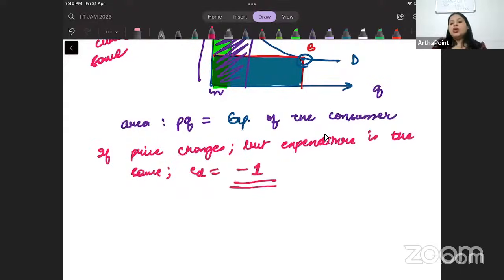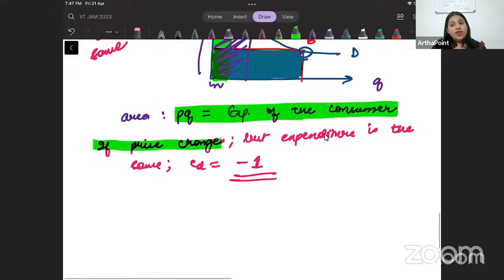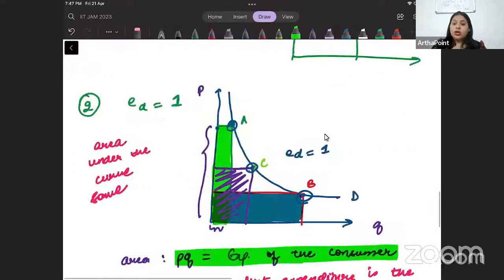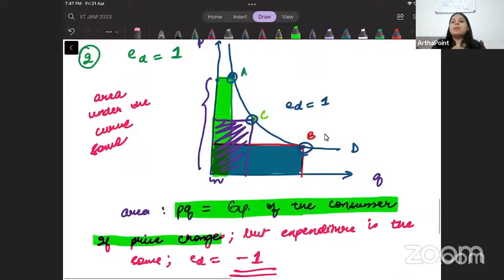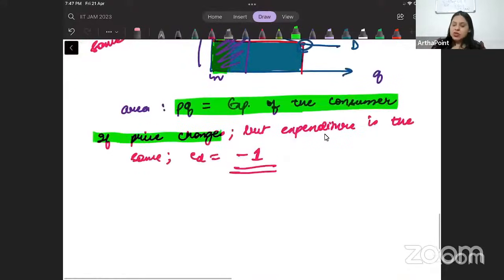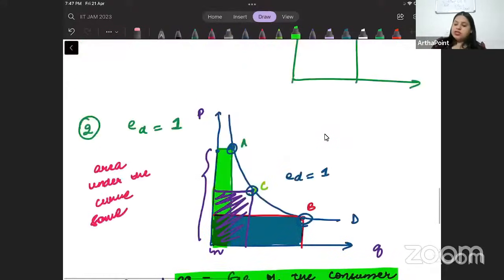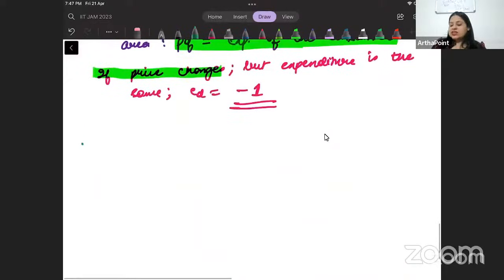So in unit elastic, we have made a very, very important point: in such demand curves, we have seen that even when the price changes, the expenditure of the consumer remains the same. Okay, very important point, please note it down well. And we just proved the reason why this happens. Now come to the next point, point number 3: elasticity of demand is infinite.